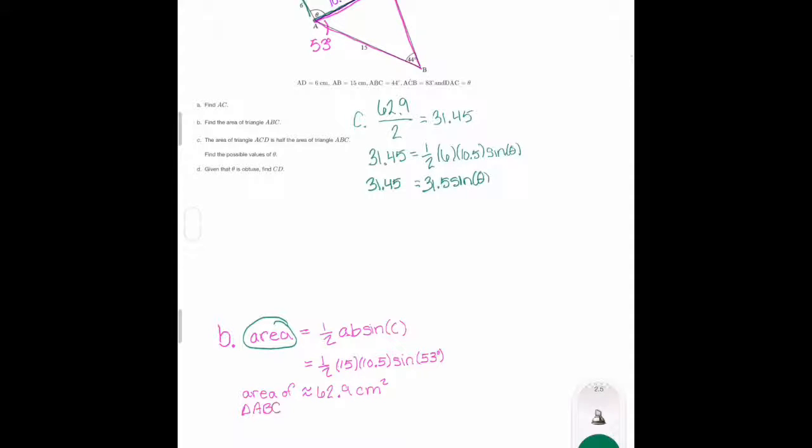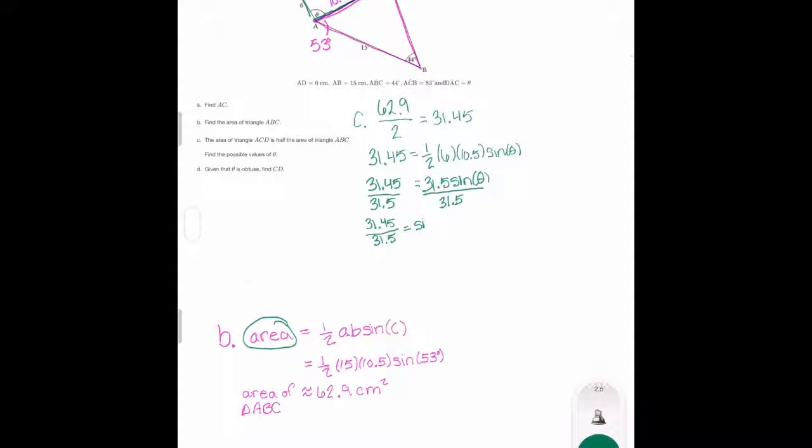And that 31.5 comes from doing 1/2 times 6 times 10.5 in the calculator. And now, to start to get theta all alone, we're going to just divide both sides by 31.5. And I am not going to put this in my calculator yet. So that will give me 31.45 over 31.5 equal to sine of theta.